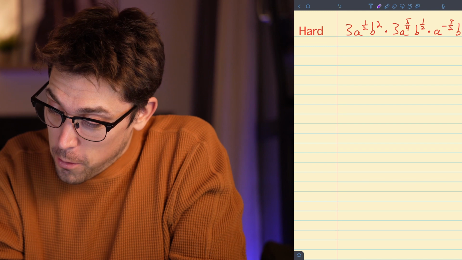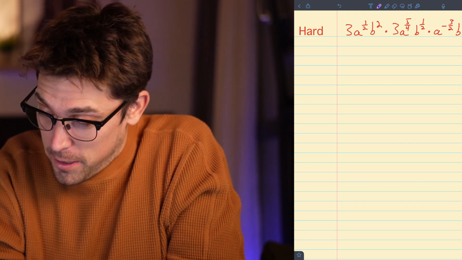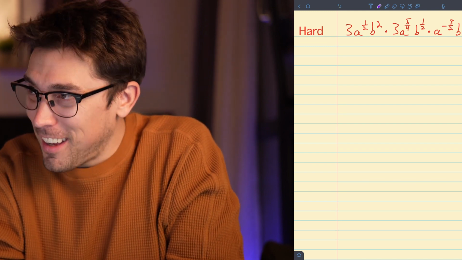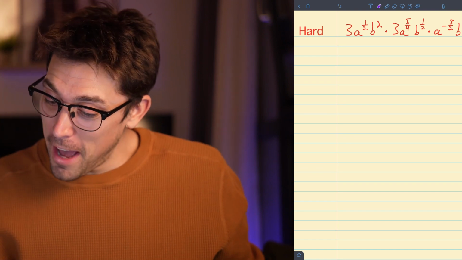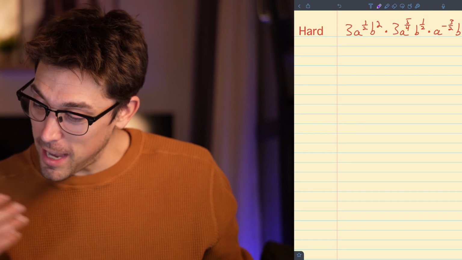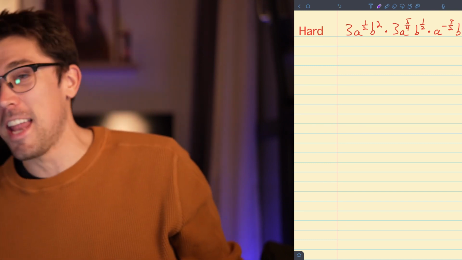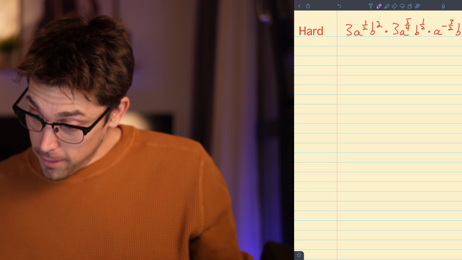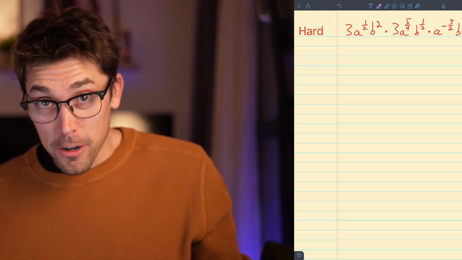All right, so as you can see, this one looks harder. So we have 3a to the 1/2 b squared times 3a to the 5 over 4 b to the 1/2 times a to the negative 3 over 2 b to the negative 1/2. Whoa. So, wow, where to start, right?